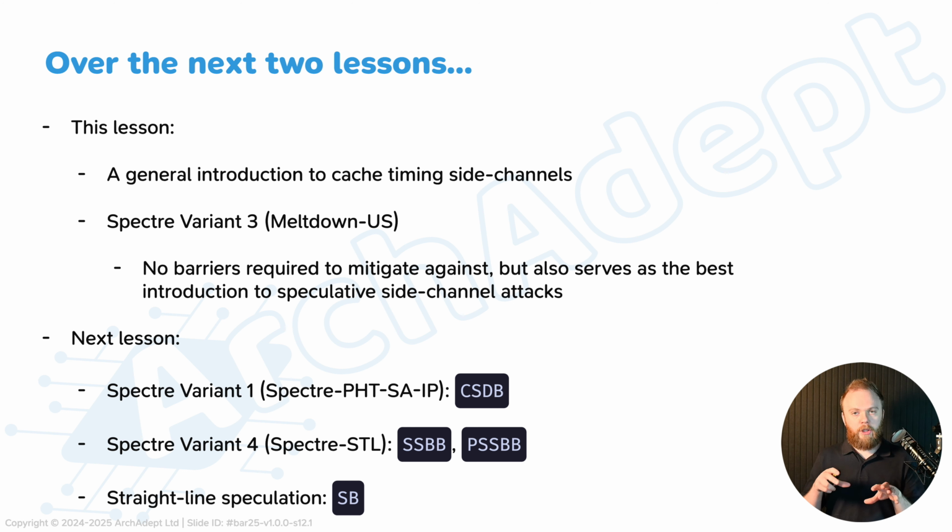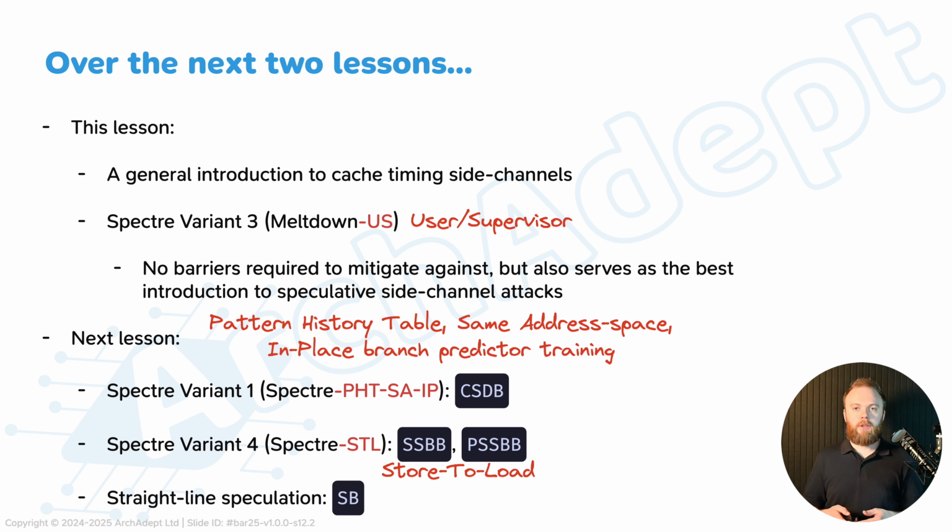So that's what we'll be covering in this lesson. And then in the next lesson, we'll build on our new understanding by taking a look at Spectre variants 1 and 4, as well as straight-line speculation. And as you can see at the bottom of the slide, we have a whole bunch of barrier instructions relating to speculation. We've got the CSDB, SSBB, PSSBB, and SB. So we'll see what those barriers are and how we can use them to defend against speculative side-channel attacks.